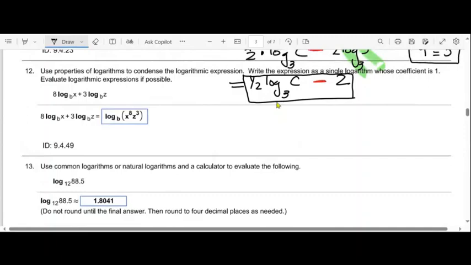Can you please read? Number 13. Oh, 12? 12, yes. Question 12, right, Doctor? 12. Use properties of logarithms to condense the logarithmic expression. Write the expression as a single logarithm whose coefficient is 1. Coefficient is 1. Evaluate logarithmic expressions if possible.